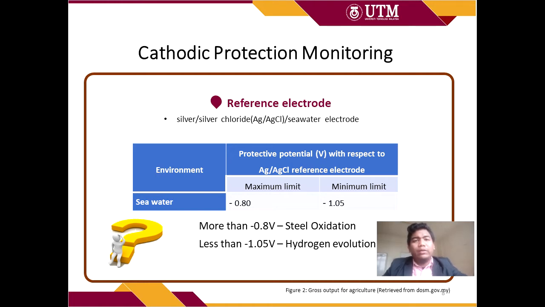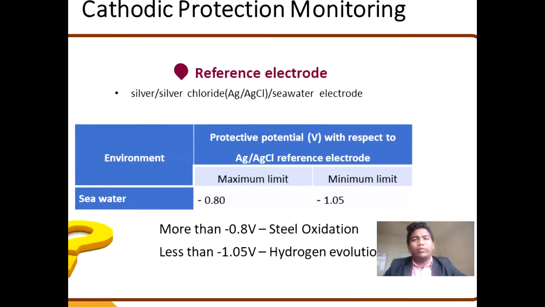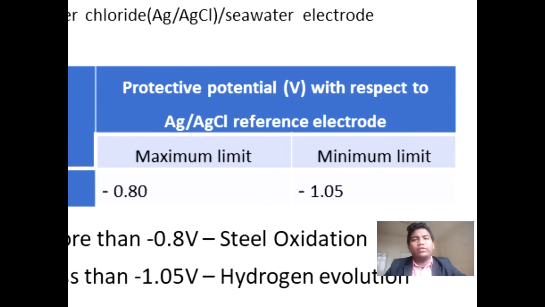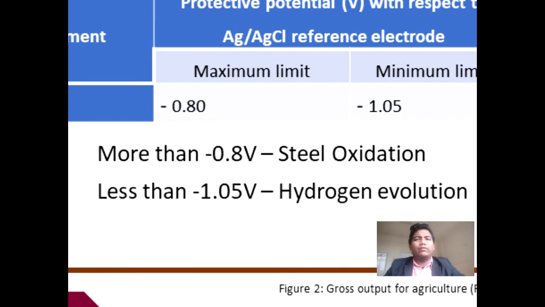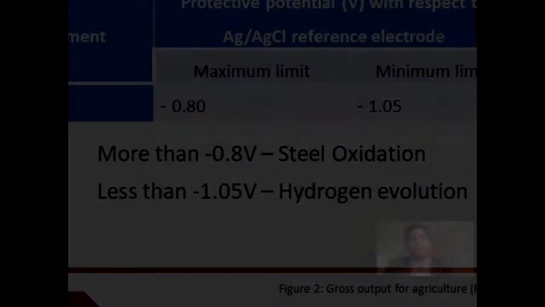the platform. Basically, the ICCP should ensure that the structure is within the range of protective potential, which is between negative 0.8 volt and negative 1.05 volt, as stated in the table. So, corrosion activity will occur if the potential is higher than negative 0.8, and the ICCP should not overprotect the structure above the negative 1.05 limit. This will cause hydrogen evolution to initiate and cause additional problems to the steel structure.